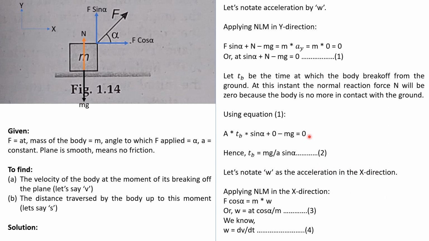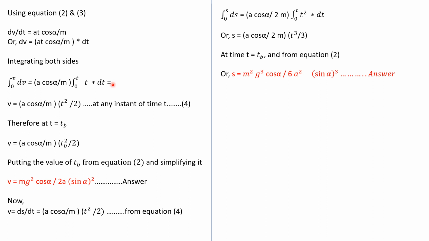W is the acceleration in the x direction as we have taken. So applying Newton's law of motion in the x direction, the only force acting in the x direction is F cos alpha, which is equal to m into W. So W will be A t cos alpha by m. This is equation 3. Now we know that the acceleration is dv by dt at any instant. So this is equation 4. So using equations 3 and 4, dv by dt will be A t cos alpha divided by m, so dv will be this.